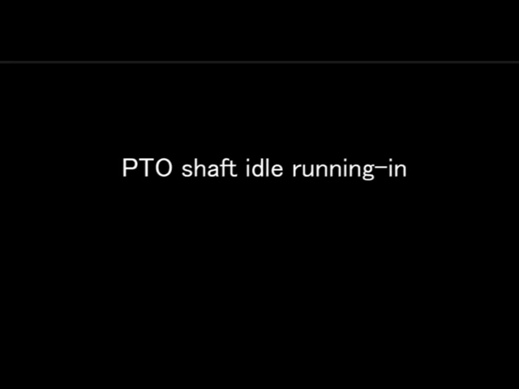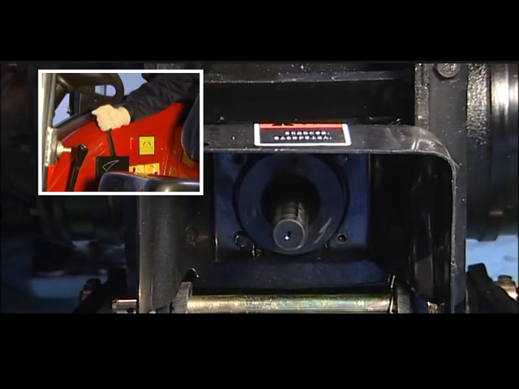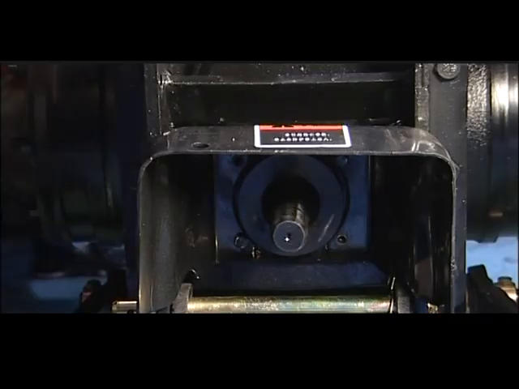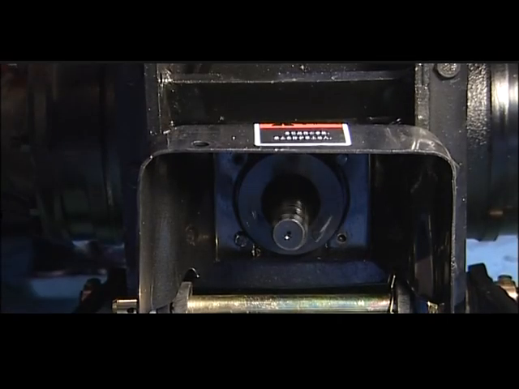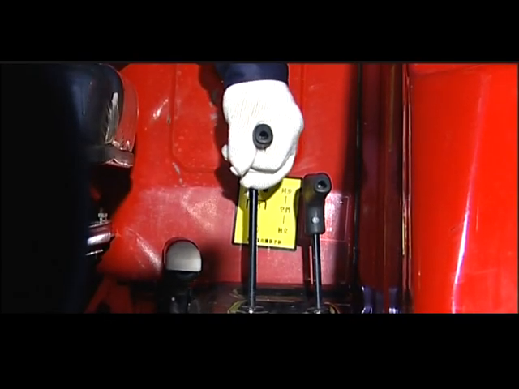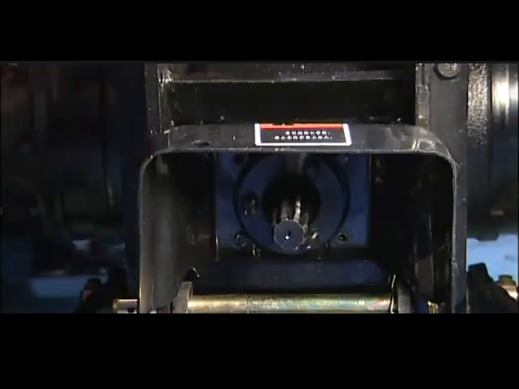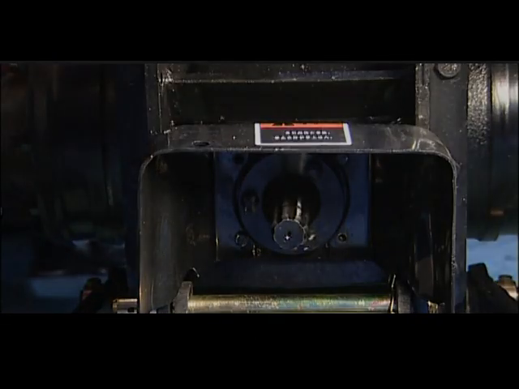PTO shaft idle running in. Locate the engine at mid-throttle. Engage the PTO shaft lever. Let the PTO shaft idle run for 5 minutes. Disconnect the PTO lever after running in. Keep the PTO shaft in stop position.